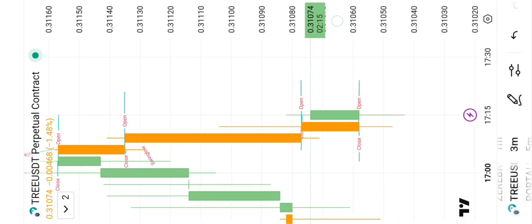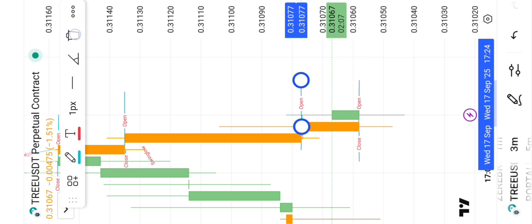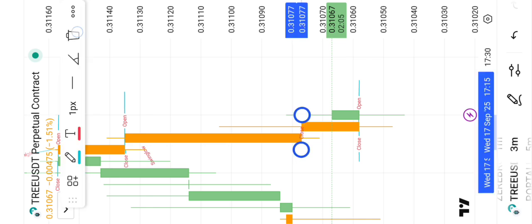Can you see? So this candle opens here now. Let's see where it will close.